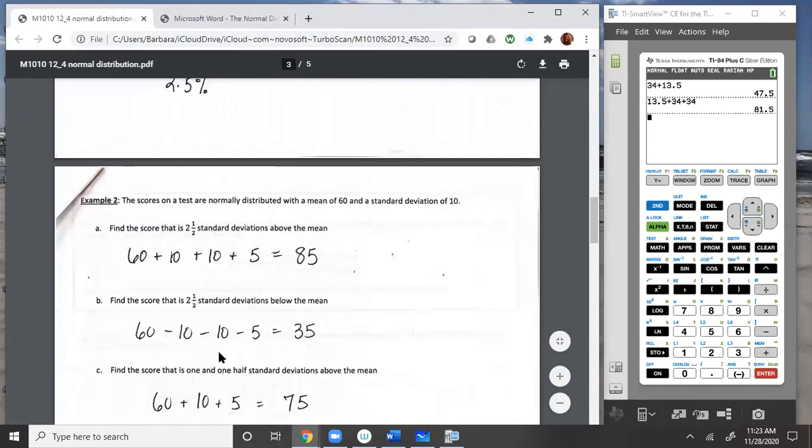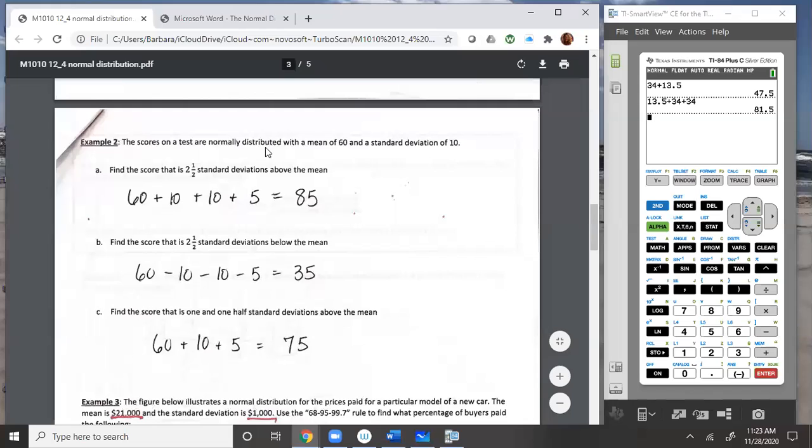Okay. Example 2. Scores on a test are normally distributed with a mean of 60 and standard deviation of 10. Find the score that is 2.5 standard deviations above the mean. Right? So what we're going to do, we don't even need a graph or a bell-shaped curve. We can do this by hand.